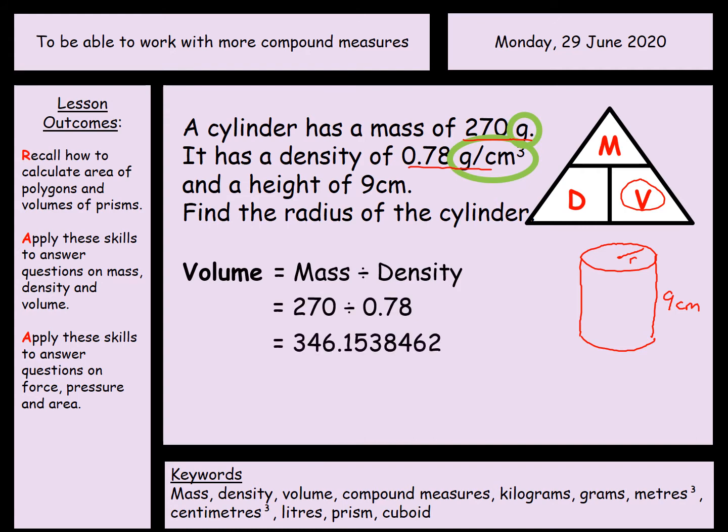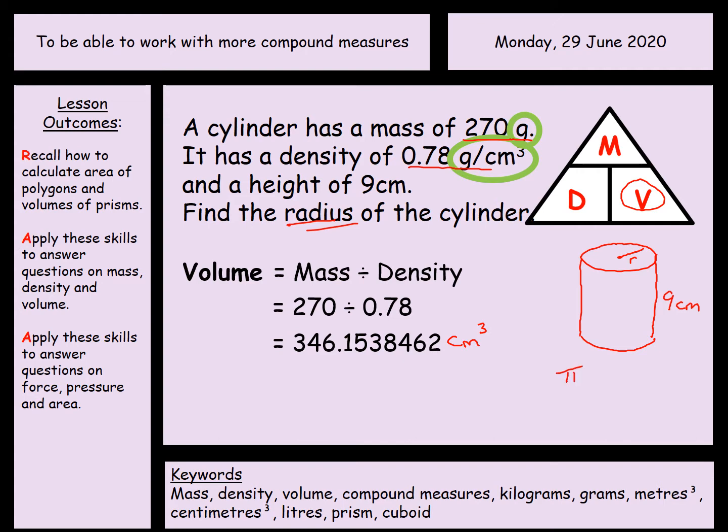So 346.15 and so on and so on. Now, how we actually calculated this, and what that is, is centimeters cubed at this point. Okay, so this is centimeters cubed. We're trying to find the radius of the cylinder. Now, the radius of the cylinder will also be calculated to get the same value here if we remember how to work out the volume of a cylinder.